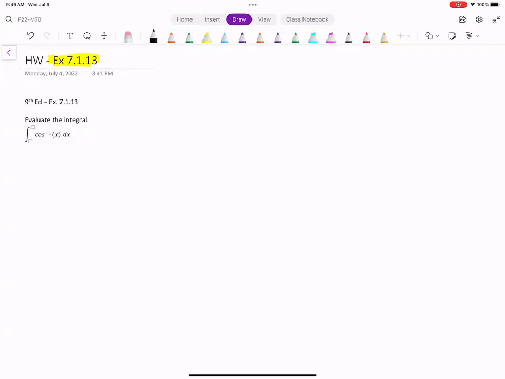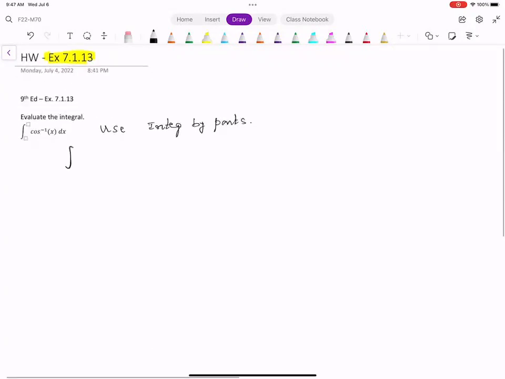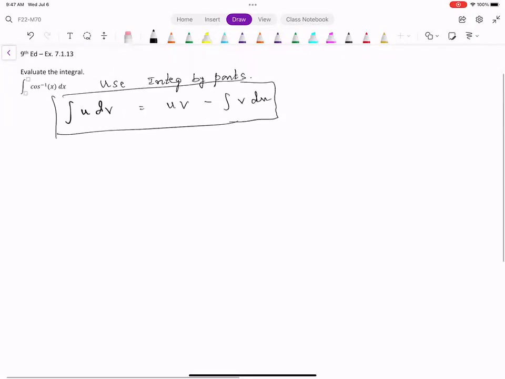So in this case, as we don't have any elementary methods to solve this problem, we are going to use integration by parts. The rule is integral u dv is uv minus integral v du. This is the integration by parts rule. So we have to identify what u is and what dv is in the integral.